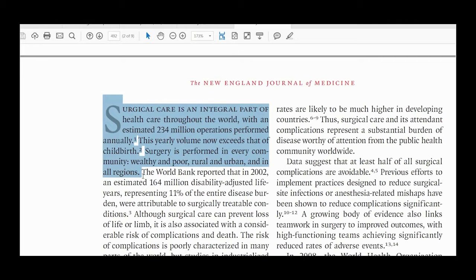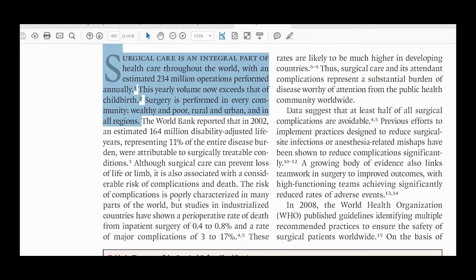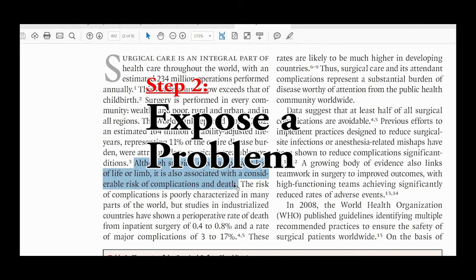So there they've kind of set some precedent to say, okay, surgery is really important. It happens all around the world. It's a constant thing that takes place within the medical community. Now, we won't read through all of this, but eventually they get to the point that surgery also causes problems. "Although surgical care can prevent loss of life and limb, it also is associated with considerable risk of complications and death." They're exposing a problem. When we're talking about creating a research space, you're trying to expose something that is of interest to the field that is studying it, or some problem that people are trying to solve.